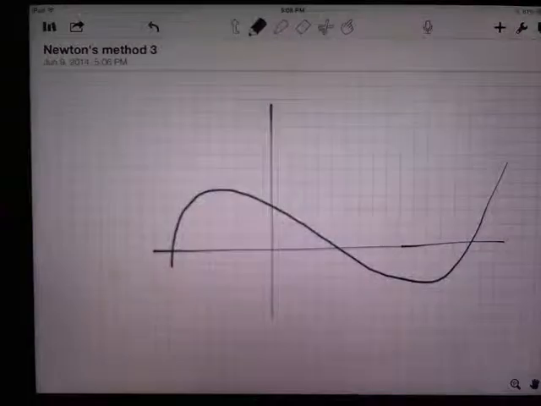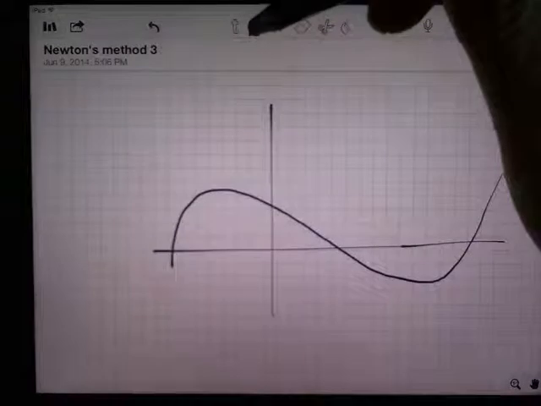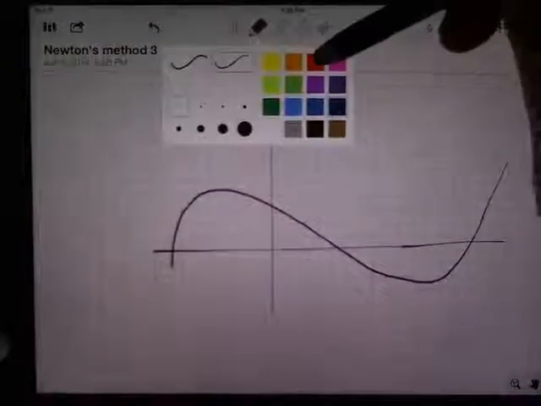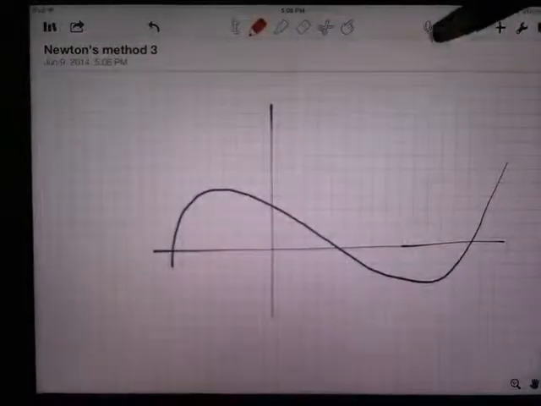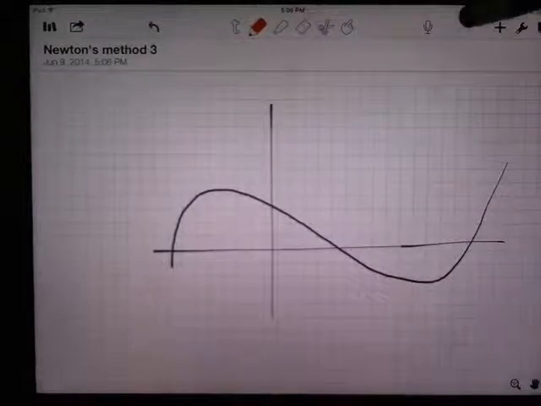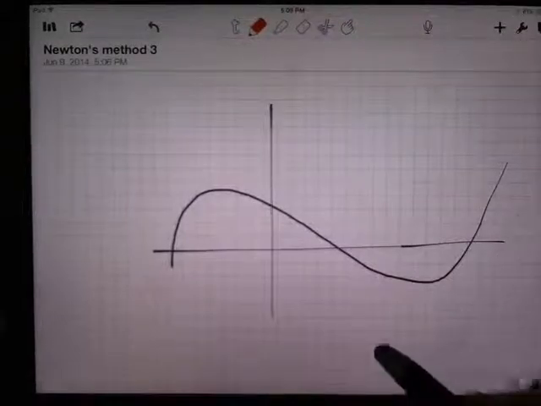Alright, in this video I want to take a look at Newton's method and see what could go wrong. Newton's method, when it works, generally works pretty well and pretty quickly, but sometimes things go wrong. And here's one thing that could happen, a couple things that could happen.